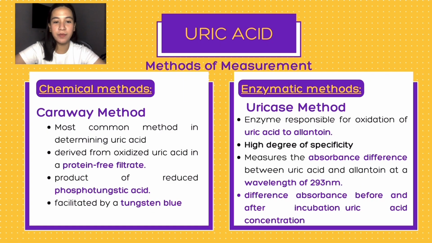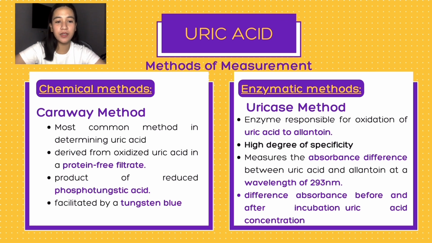For the methods of measurement, it has two types, chemical methods and enzymatic. For the chemical method, we have the Caraway method. The Caraway method is derived from oxidized uric acid in a protein-free filtrate facilitated by a tungsten blue in alkaline solution, which is a product of reduced phosphotungstic acid.